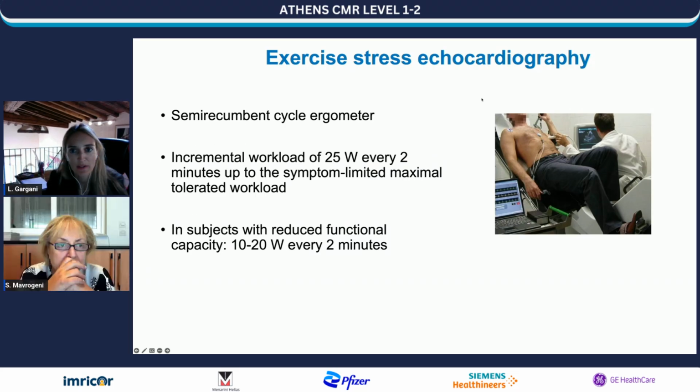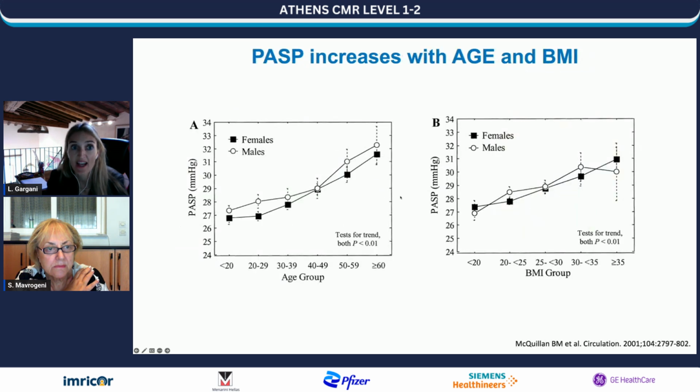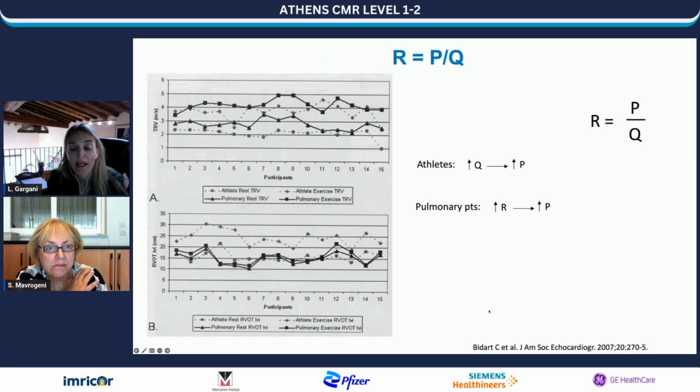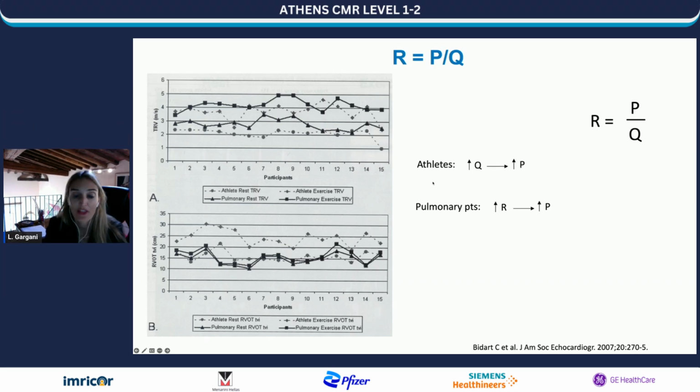And I would like to spend a few words on exercise stress echo. This is not necessarily basic cardiac imaging, but you should know that you can assess your patients also during exercise. You can assess the pulmonary artery systolic pressure, which you should also remember increases with age and BMI. And this is important because the pulmonary pressure increases during exercise, and it can be due either to an increase in cardiac output, as may happen in athletes and healthy patients, but also because the resistance increases.